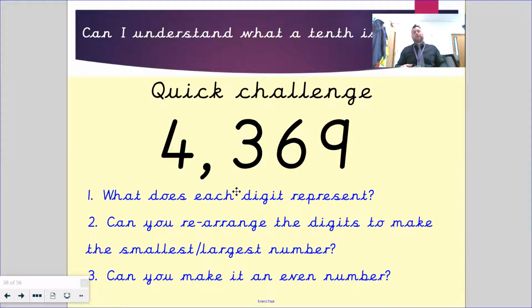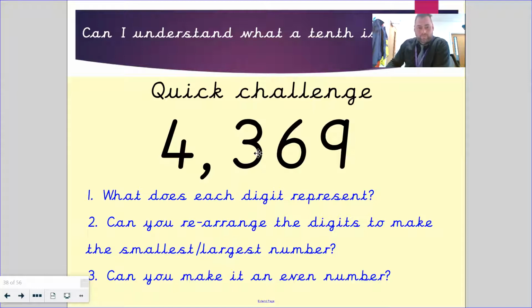Okay, welcome back. What you should have been able to do here is recognize that all of these values are the following. Our 4 here is representing 1,000. Our 3 is representing 100. Our 6 is representing tens. And our 9 is representing 1. So well done for getting that correct. Now, can you rearrange the digits to make the smallest and largest numbers?